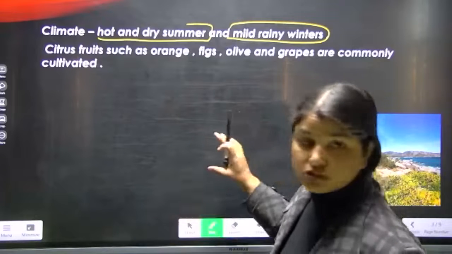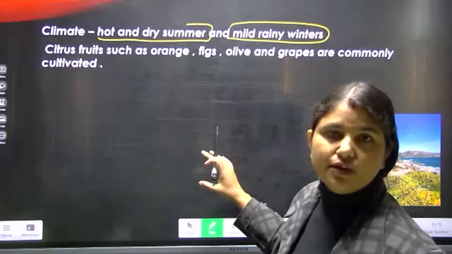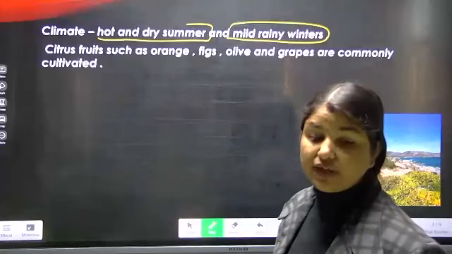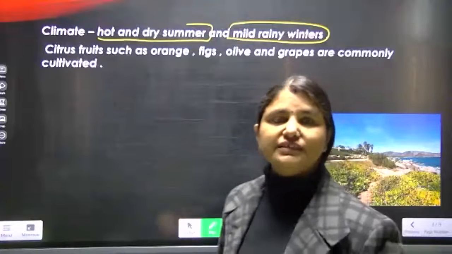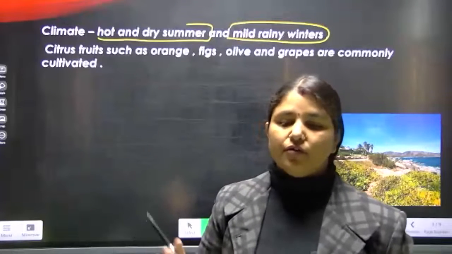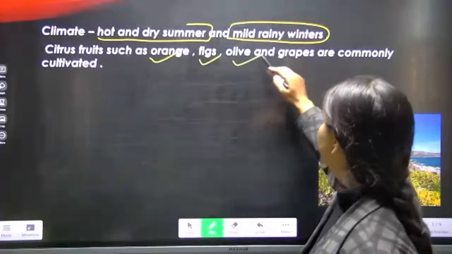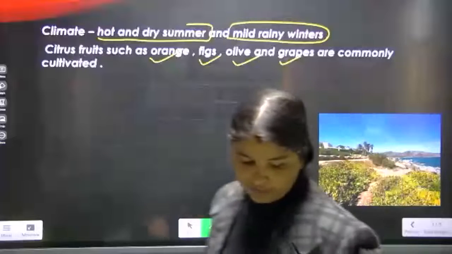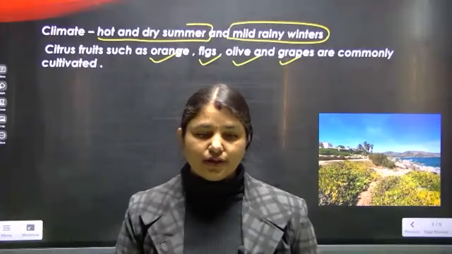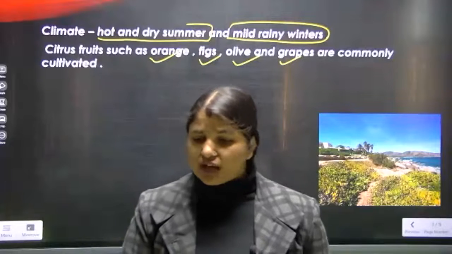Now the big question is what kind of plants or vegetation we find in the Mediterranean region. In Mediterranean vegetation we find sour plants, which are somewhat tangy, that type of plants we find over here. Just like orange, figs, olive, grapes, these are the common plants which are grown over here. And students, if you see page number 42, page number 42, downside one picture is given over there. Lemon also we can say.